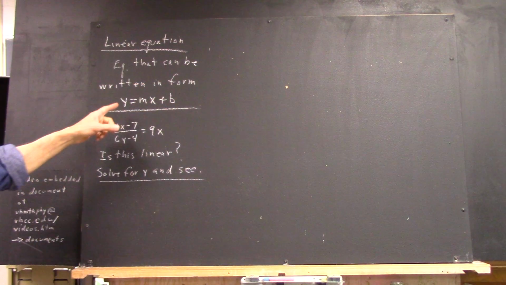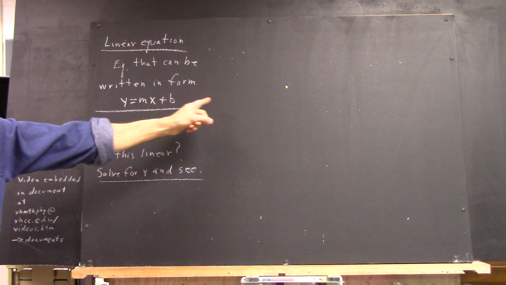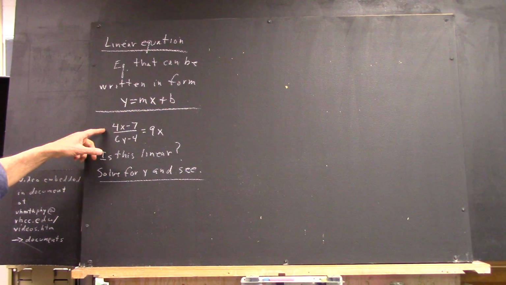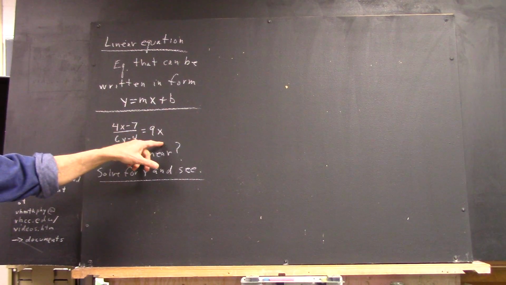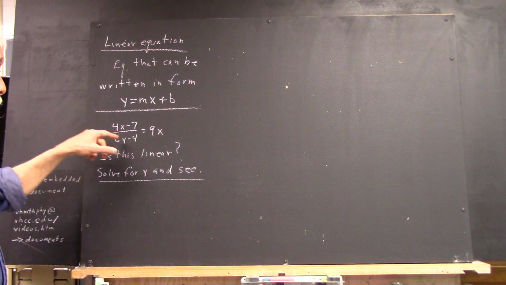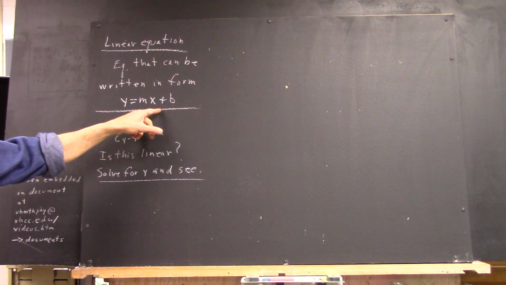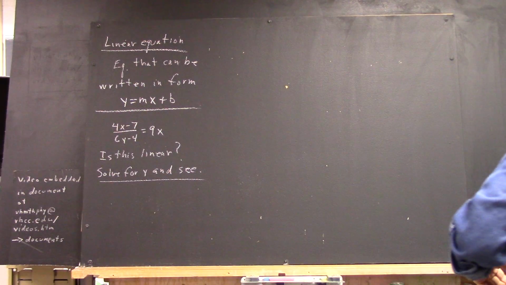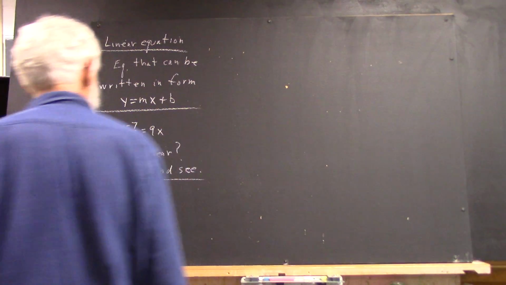Well, we notice that this is y equals something and there's no y over here, right? So we solve the equation. If this is the equation, is this linear? We solve the equation for y and see if it ends up in y equals mx plus b form. How do we solve this equation?